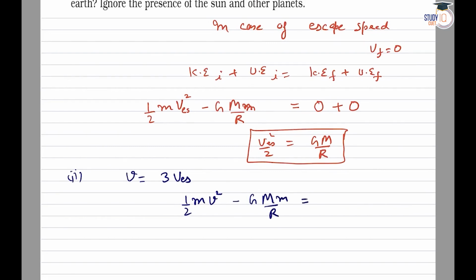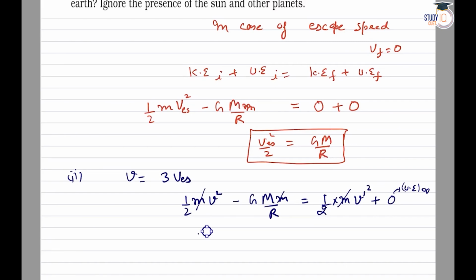Finally, at infinity, the potential energy would be 0, and the kinetic energy can be written as half m into v dash square plus potential energy 0. This is the potential energy at infinity, as h is very large, so potential energy would be 0. So from this we can say the m gets cancelled out. GM by r can be substituted as v escape square by 2. So v square is equal to 3 times the escape velocity, squared.